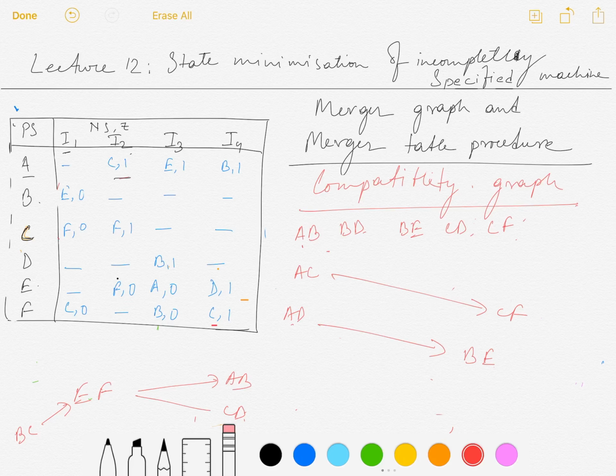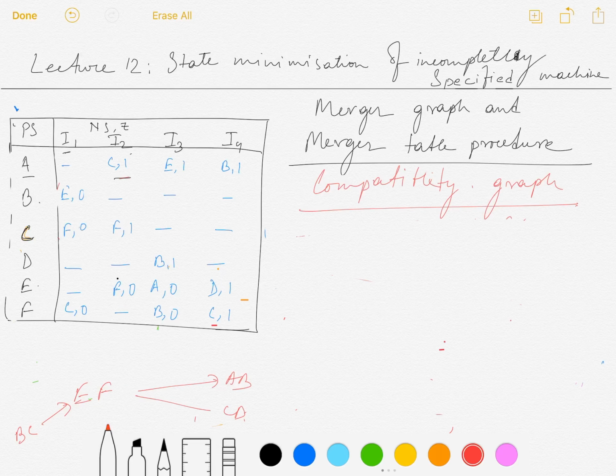So, what is the function of drawing this compatibility graph? From this compatibility graph we can easily identify the sets and the corresponding compatible pairs and their implied pairs. Let us redraw the same graph again over here. BC to EF and then AB, CD.